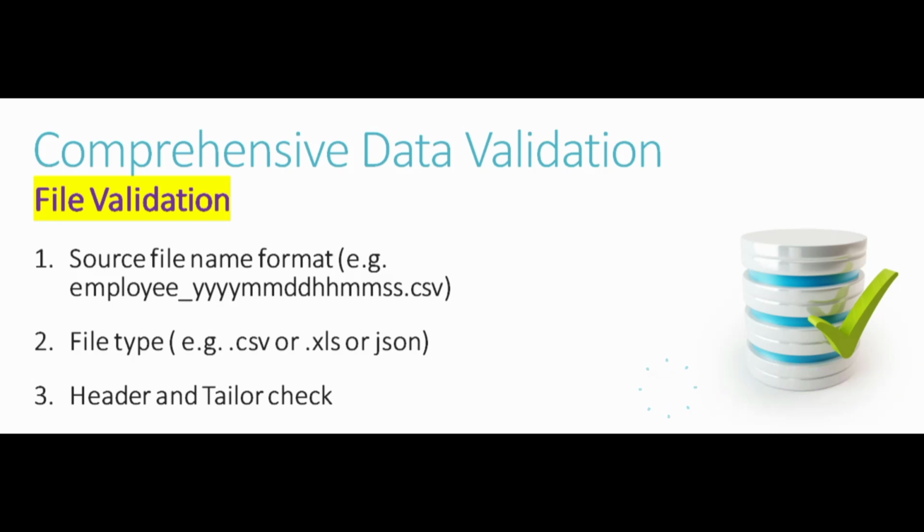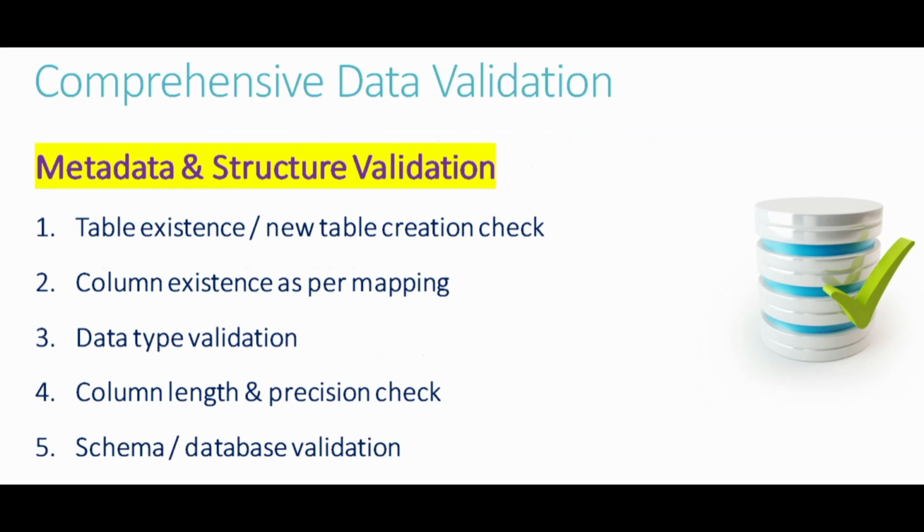Metadata and structure validation. Suppose the project has created a new table. First we will check whether the table name is as per the mapping sheet, whether the table exists, whether the table is created in the specified schema, and what the data type is, column by column, along with column order, constraint checks, column length and precision, and schema data validation. This is very important.